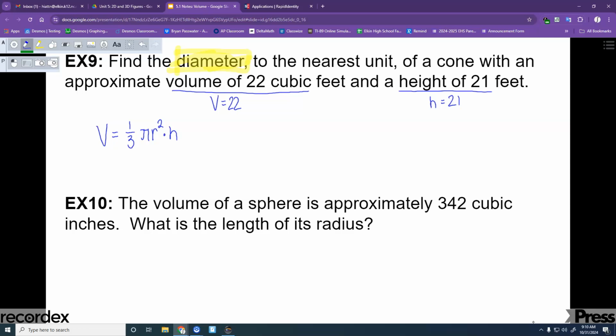We need to take the information that we have and plug it in. Now, does this formula have diameter in it? Are we going to be able to find diameter using the formula? We can't find diameter, but what could we find? Radius. And will that help us? Because we just have to double it to find the diameter, right? So, volume is 22, equals 1/3 pi times the radius squared times the height, which is 21.